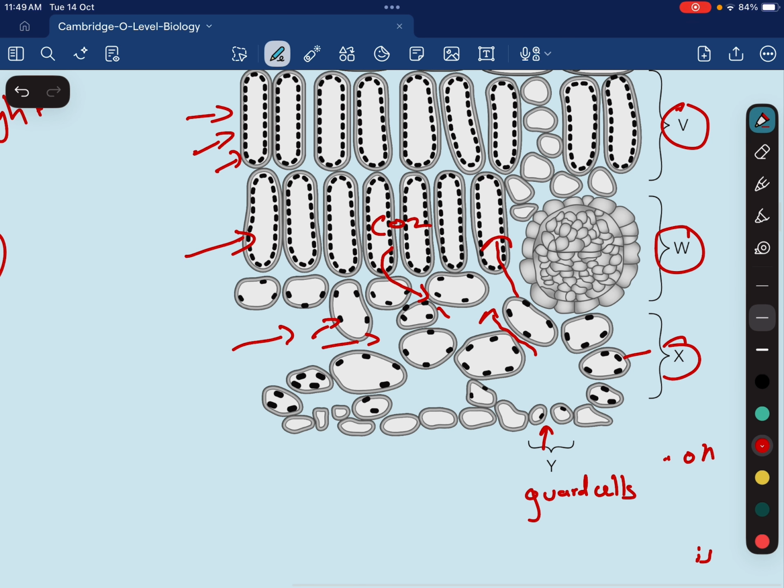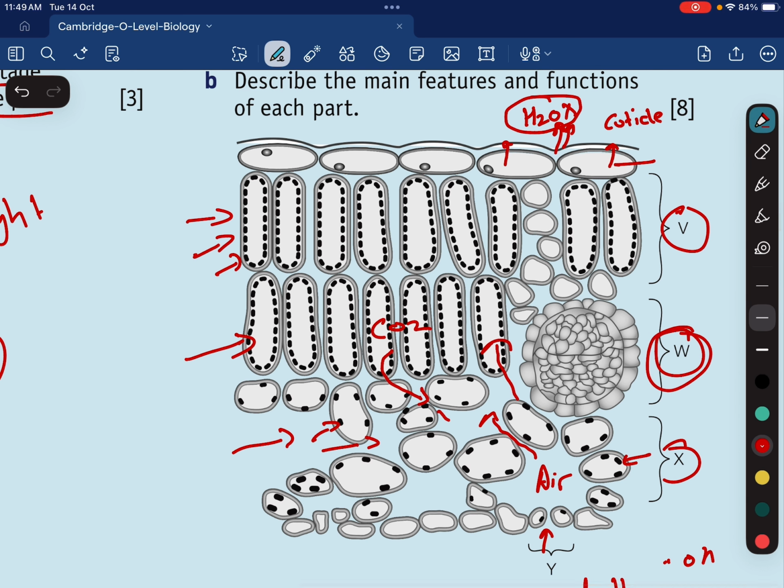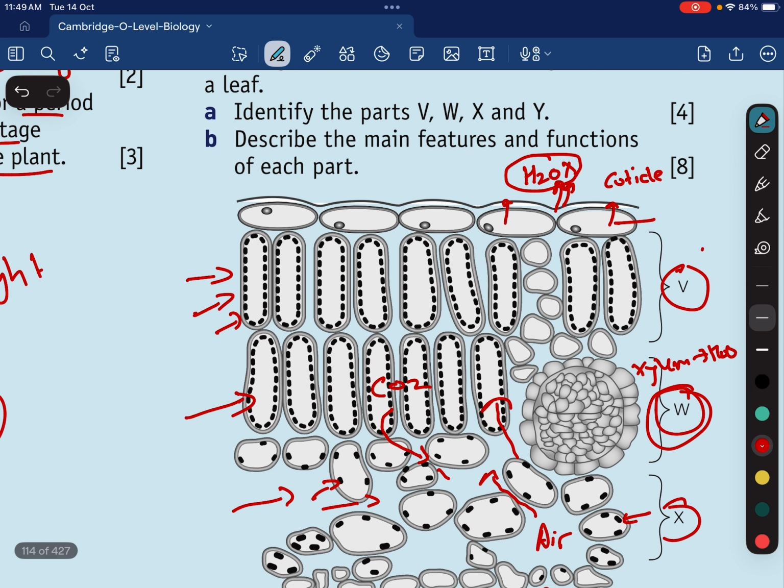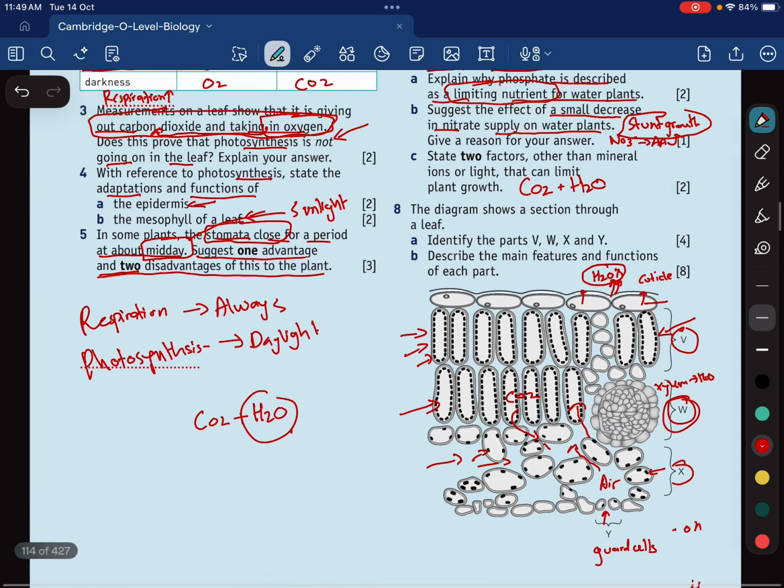The spongy mesophyll cells provide the air spaces. They also have chloroplasts, which help in photosynthesis. W contains xylem and phloem. Xylem transports water and minerals, whereas phloem transports sucrose and sugar molecules. Our palisade mesophyll cells contain chloroplasts, which help in photosynthesis. Okay, that's all.